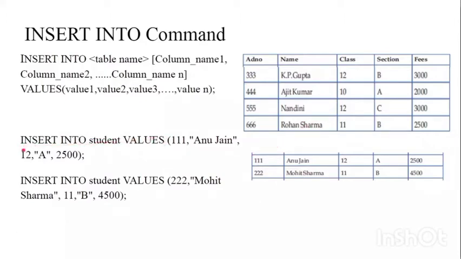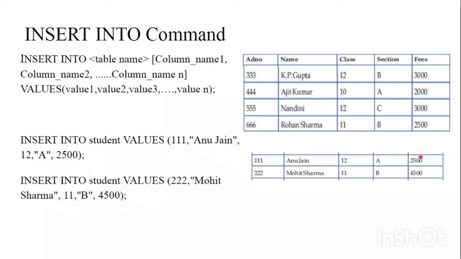So to insert these two records into this table, we can write the insert command as insert into student values, first value corresponding to the first column, then the value corresponding to the second column, the third column, then fourth, then fifth. These values are strings. Strings and dates are enclosed in either single quotes or double quotes.